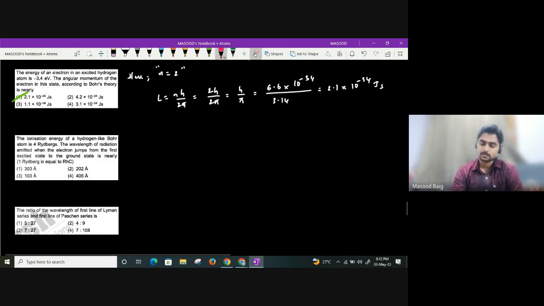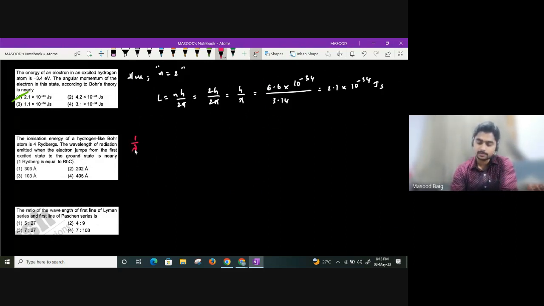Let us see. The ionization energy of a hydrogen-like Bohr atom is 4 Rydbergs. They ask for the wavelength of the radiation emitted when the electron jumps from the first excited state to the ground state. 1 Rydberg is given as RHC, guys. So they are asking what is the wavelength of the radiation.